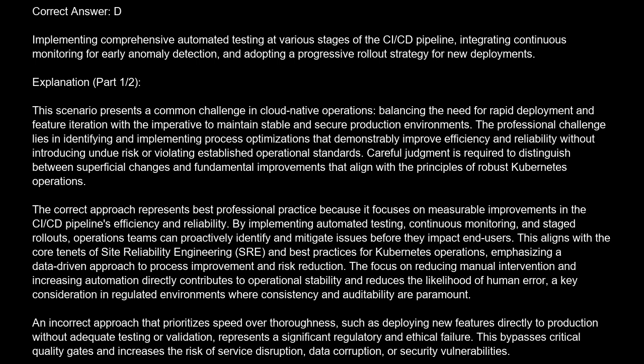The focus on reducing manual intervention and increasing automation directly contributes to operational stability and reduces the likelihood of human error, a key consideration in regulated environments where consistency and auditability are paramount.